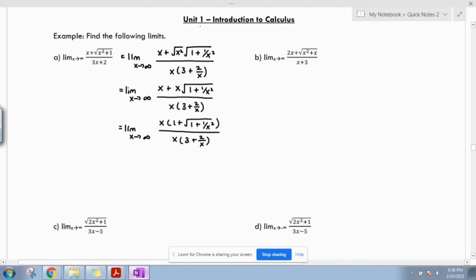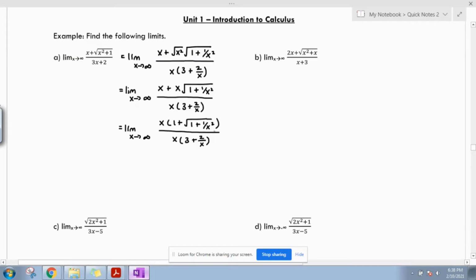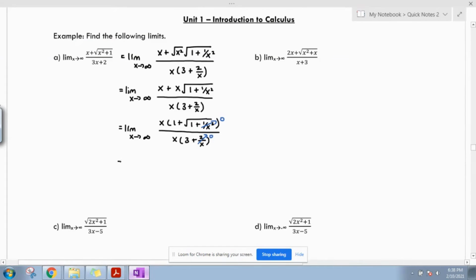At this particular stage, just like before, anything that's in a fraction form, like 1 over x, or 2 over x, or 1 over x squared, automatically is going to head towards 0, since any 1 over a really, really large number is going to head to 0. So this is going to head to 0 for us. This is also going to head to 0.